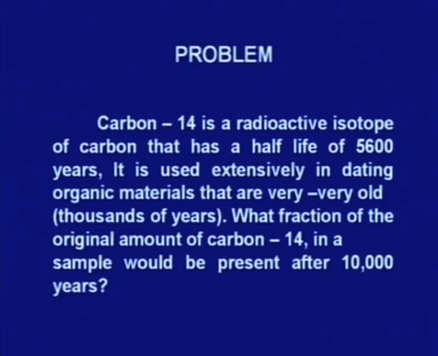Now, let us see how we are going to model this problem. Carbon 14 is a radioactive isotope, so it has the property that it will decay, and the decay would be at a constant rate, and that rate would be proportional to the amount of the radioactive material, that is carbon 14, present at that time. Thus, the equation we will have is dm by dt is minus km. We have already seen that the solution of this equation is m naught times e to the power minus kt.